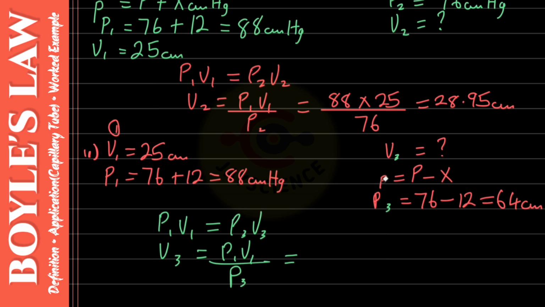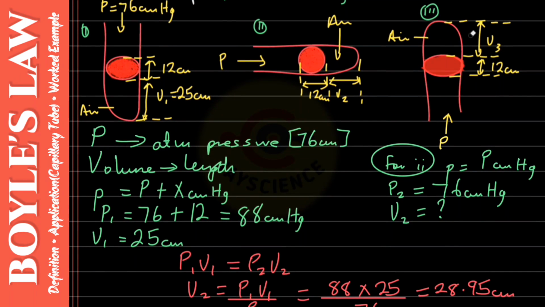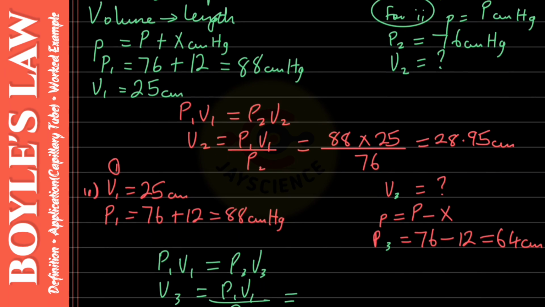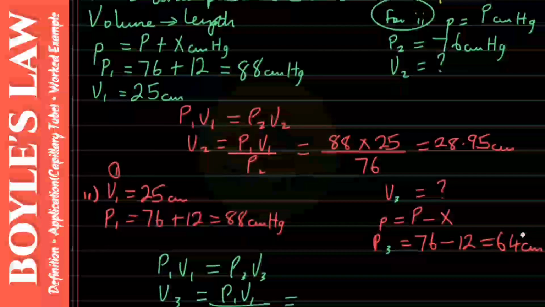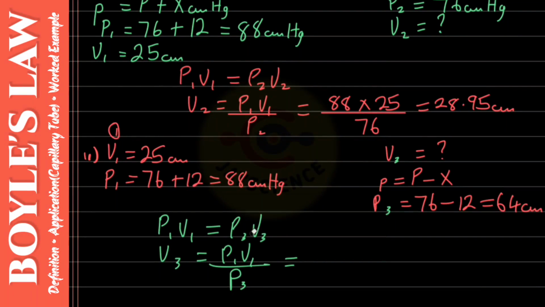Then the gas pressure for figure 3 is the difference between the atmospheric pressure and the length of the mercury column, that's X. So the atmospheric pressure is 76 minus 12, you have that there in your diagram. That's 64. So you put that up against each other: P1 V1 equals P3 V3. You make V3 the subject of the formula, and P1 is 88 multiplied by V1, that's 25, divided by 64. That should give you 34.38 centimeters. So there you go. Thank you guys for watching.